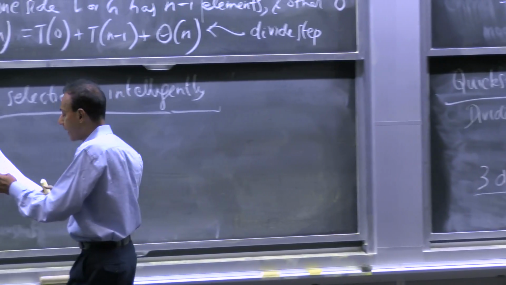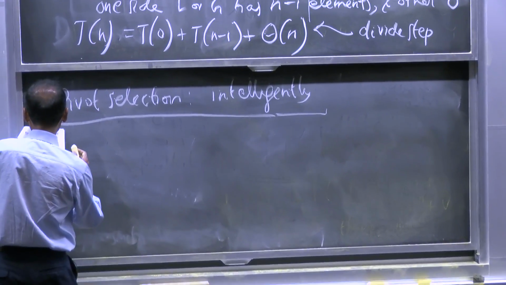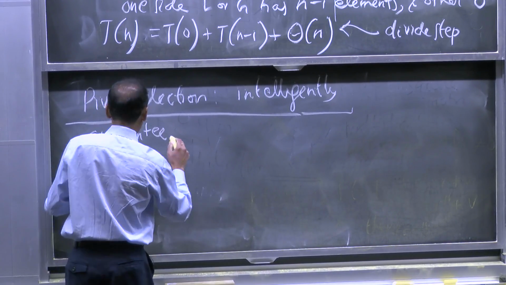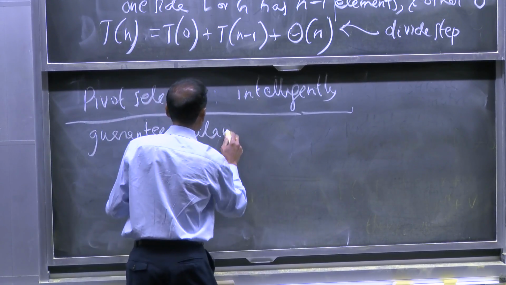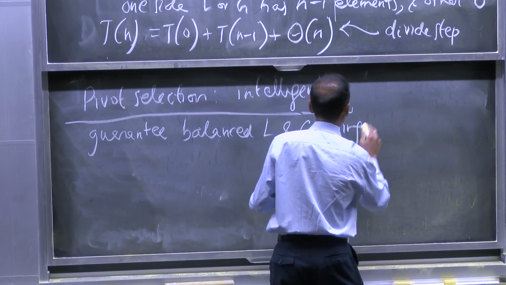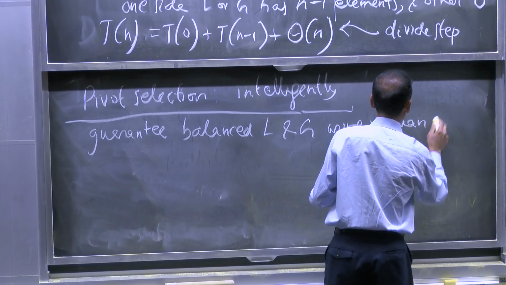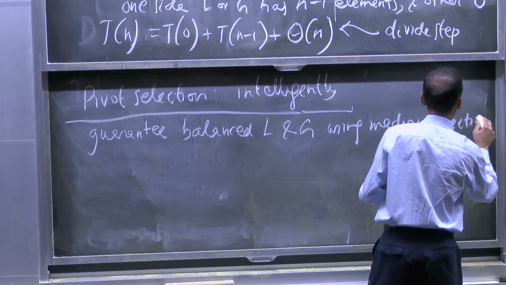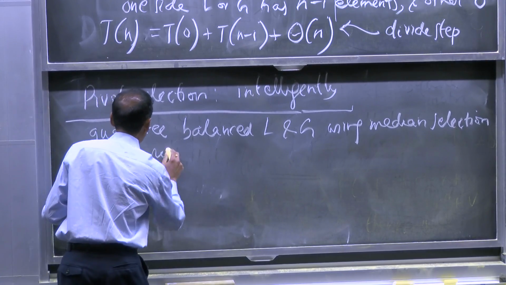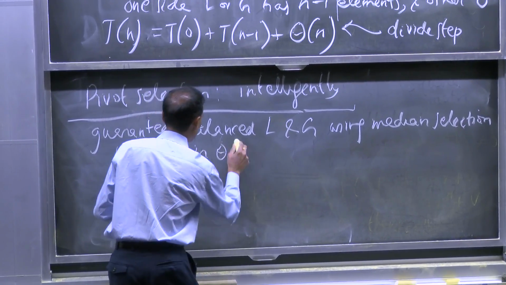And we do know a way of getting balanced partitions. We can guarantee balanced L and G using median selection that runs in theta n time. And we showed that a couple of weeks ago.